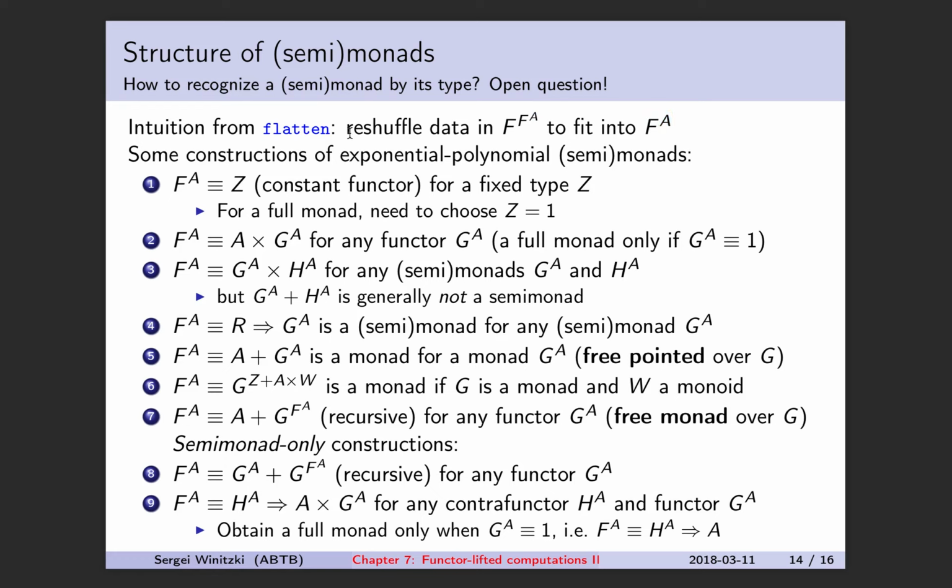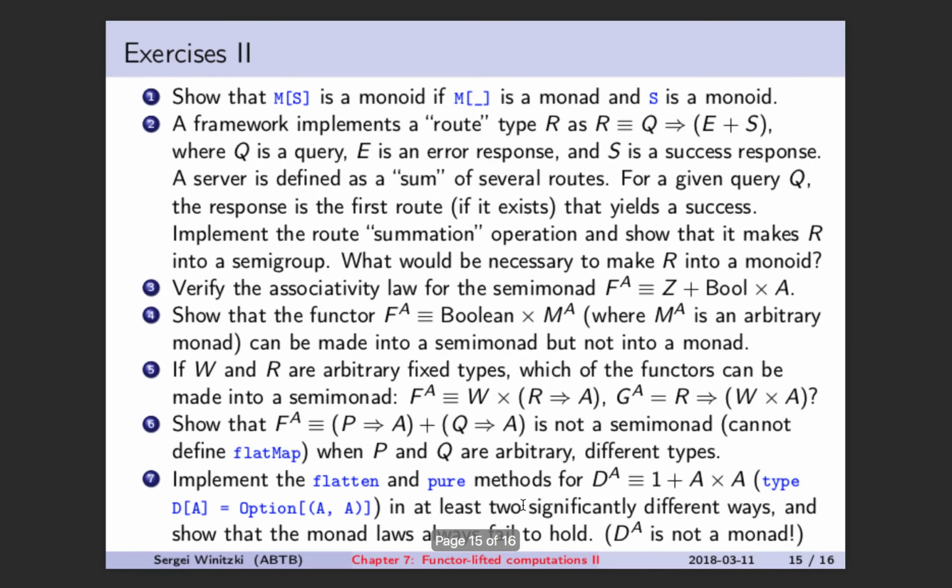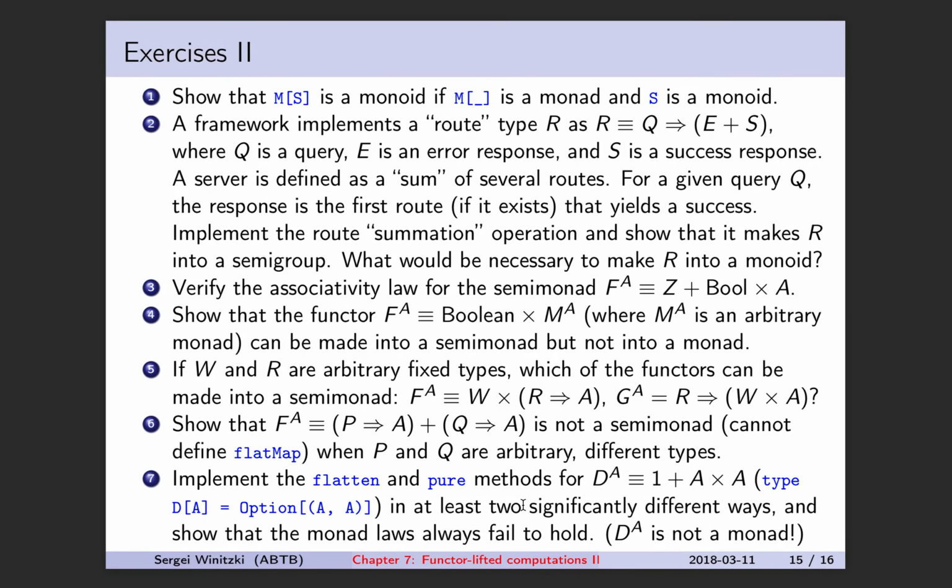And so there's no way for you to implement flatten, and so there's no analog of contrafunctors that are monads in any way. Monads must always be functors. So this concludes the theoretical part. Now the exercises.